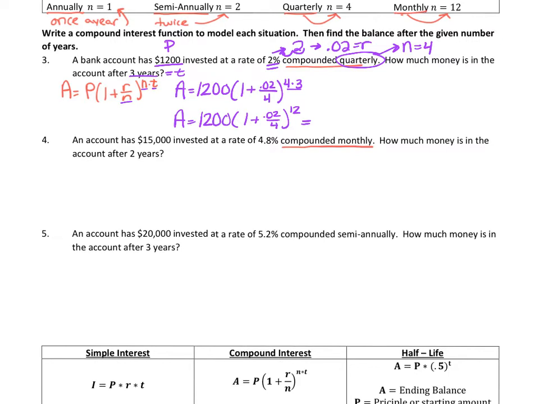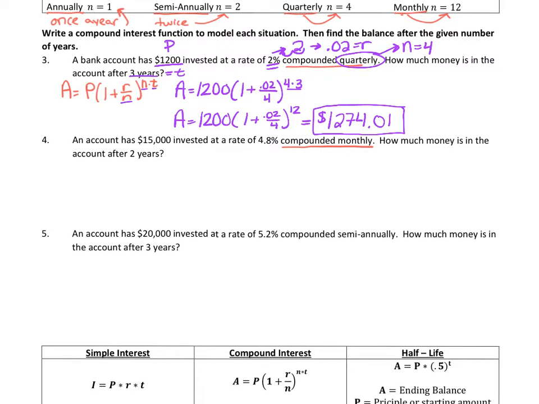And I'm going to get $1,274.01. So again, with money, we're always going to have 2 decimal places. And so this will be my final answer. I don't need to add anything back like with simple interest. We just use the one formula and we'll get our final answer.